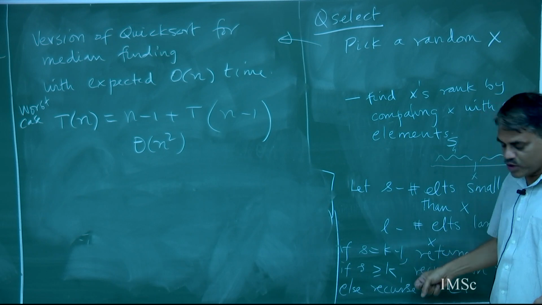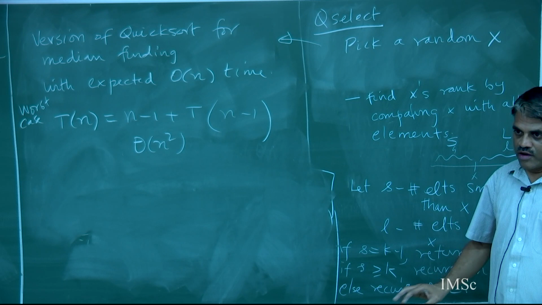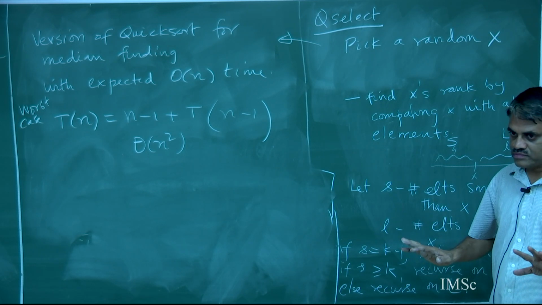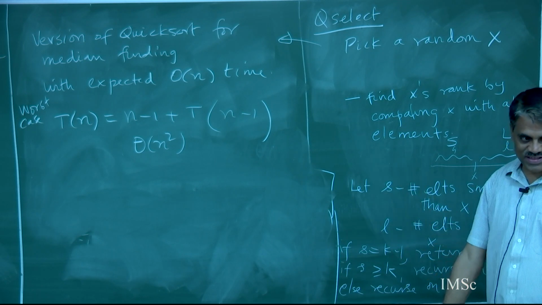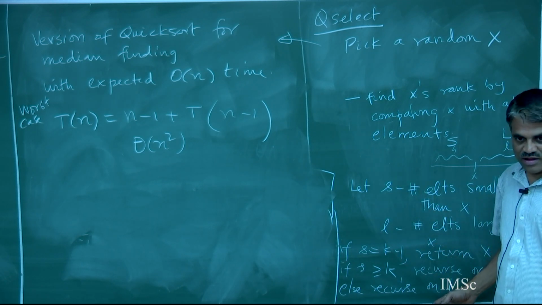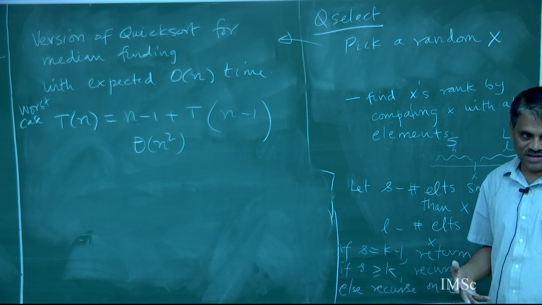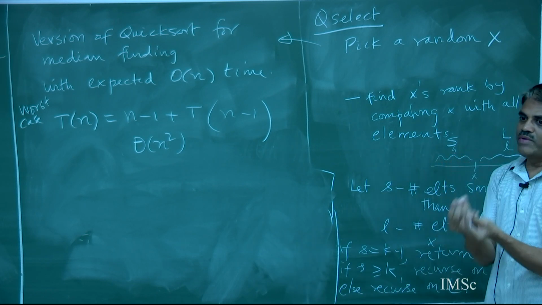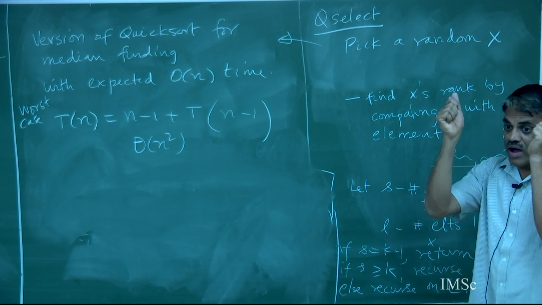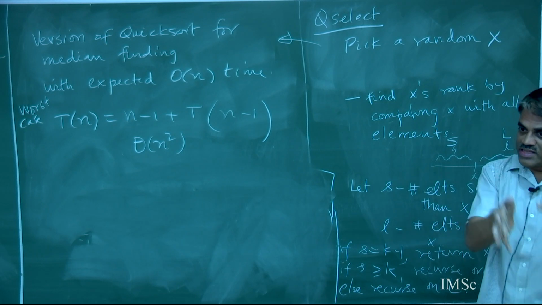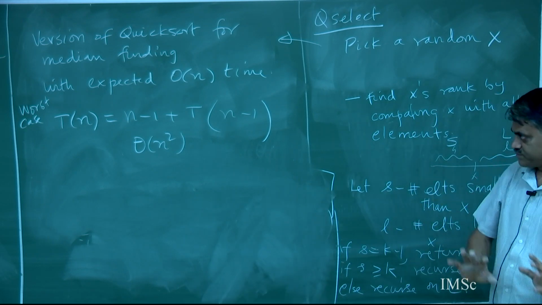What do you do in quicksort? After you've done your partitioning, what do you do? You recurse on both sides. Okay, what are we doing here? We are only recursing on one side. That's a big difference. Because for my element, the median, from S and L, I know precisely which side I'm after, this side or that side, and I recurse only in that portion.